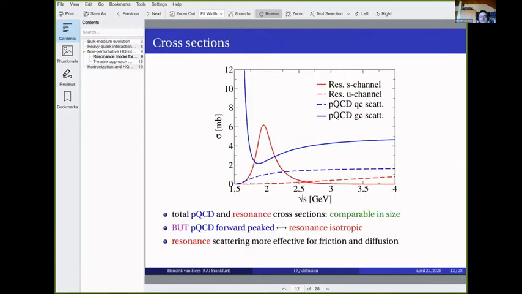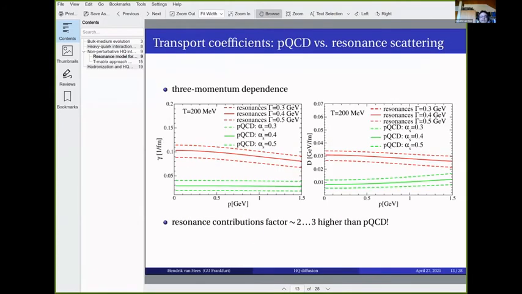With this model we can go on, and these are the cross sections. Compared to pQCD, the point is they are more or less isotropic in the S channel, and this makes it much more efficient for the drag and diffusion coefficients. As you see here, compared to pQCD, we have a factor of 3 or so enhancement.